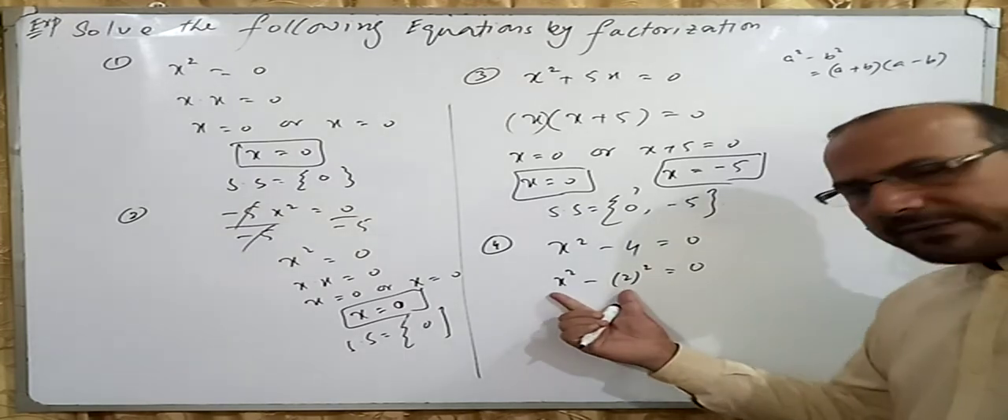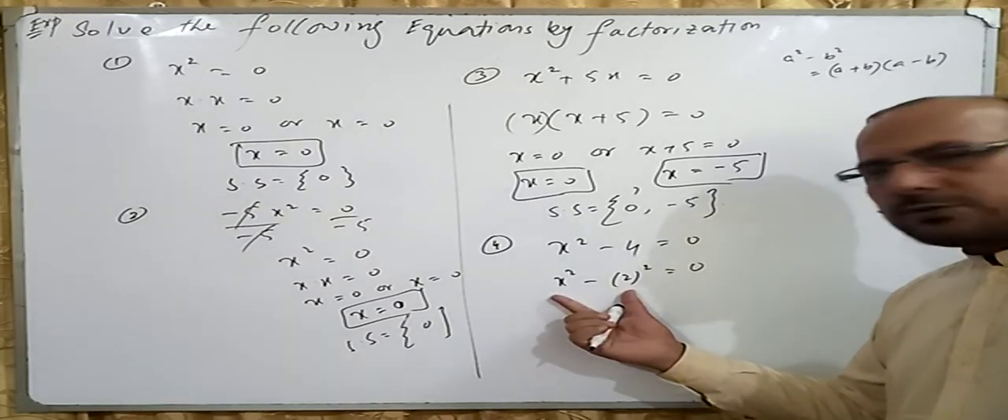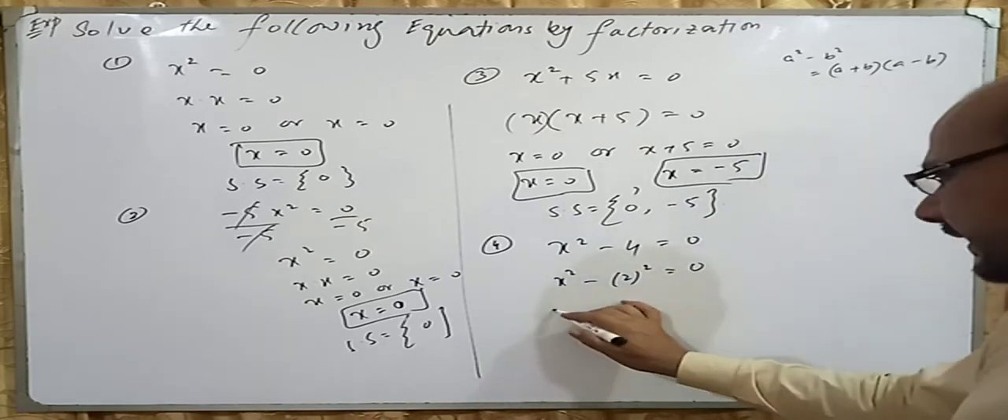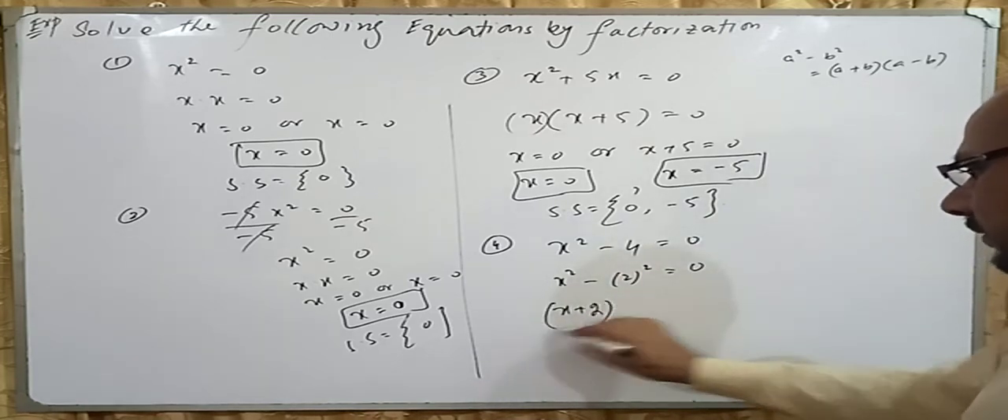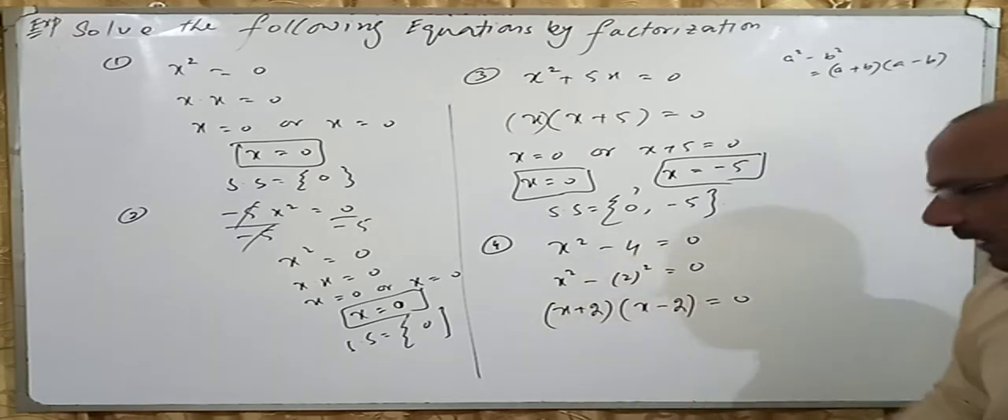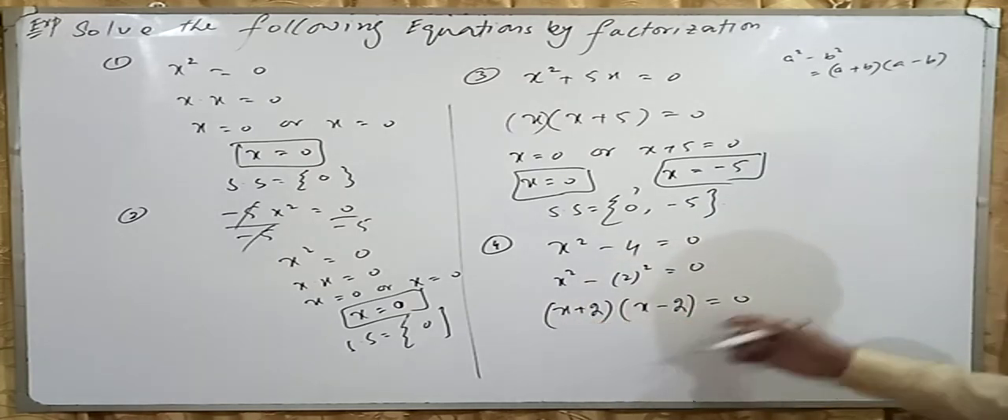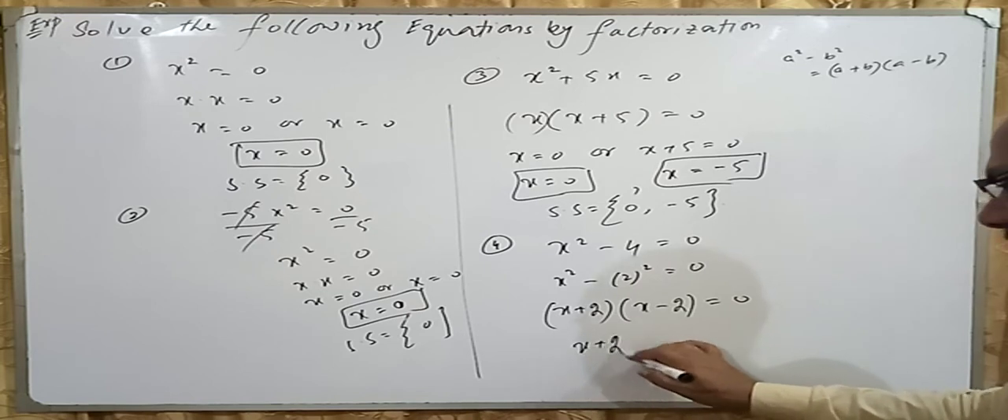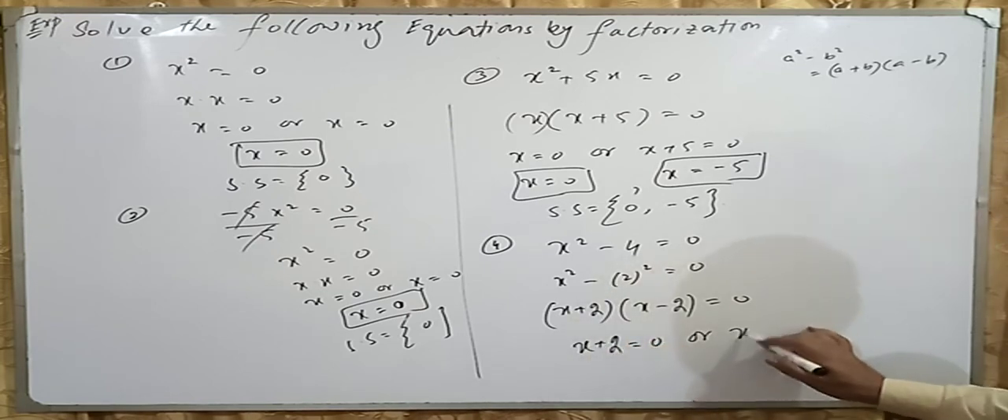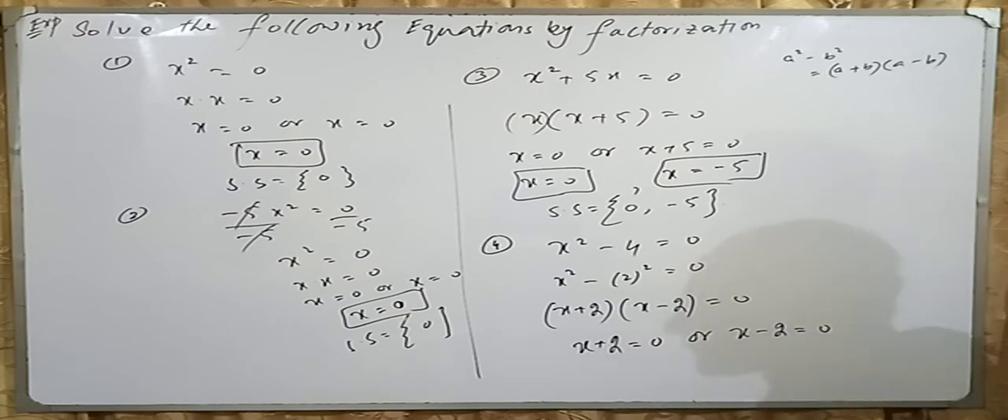Now we can make the factors of x square minus 2 square. How can we make the factors? According to this formula, we can write x plus 2 and x minus 2 equal to 0. Now the product of these two is equal to 0. It means x plus 2 equal to 0, or x minus 2 is equal to 0.